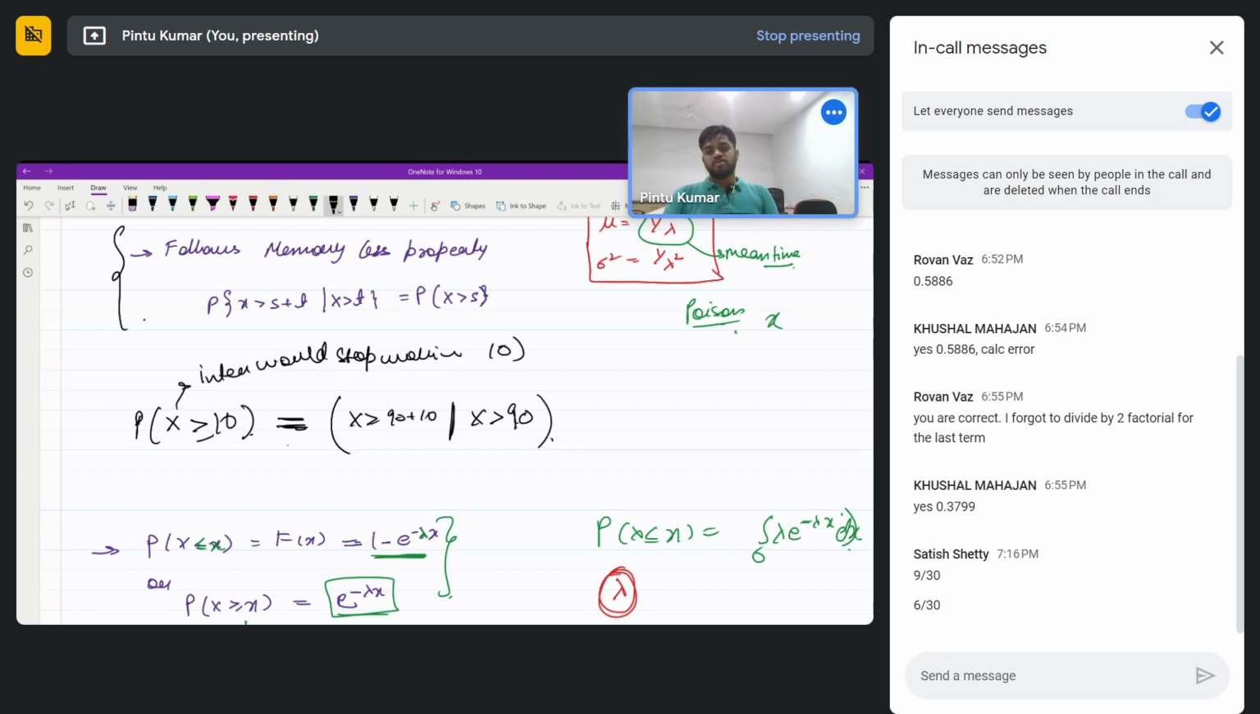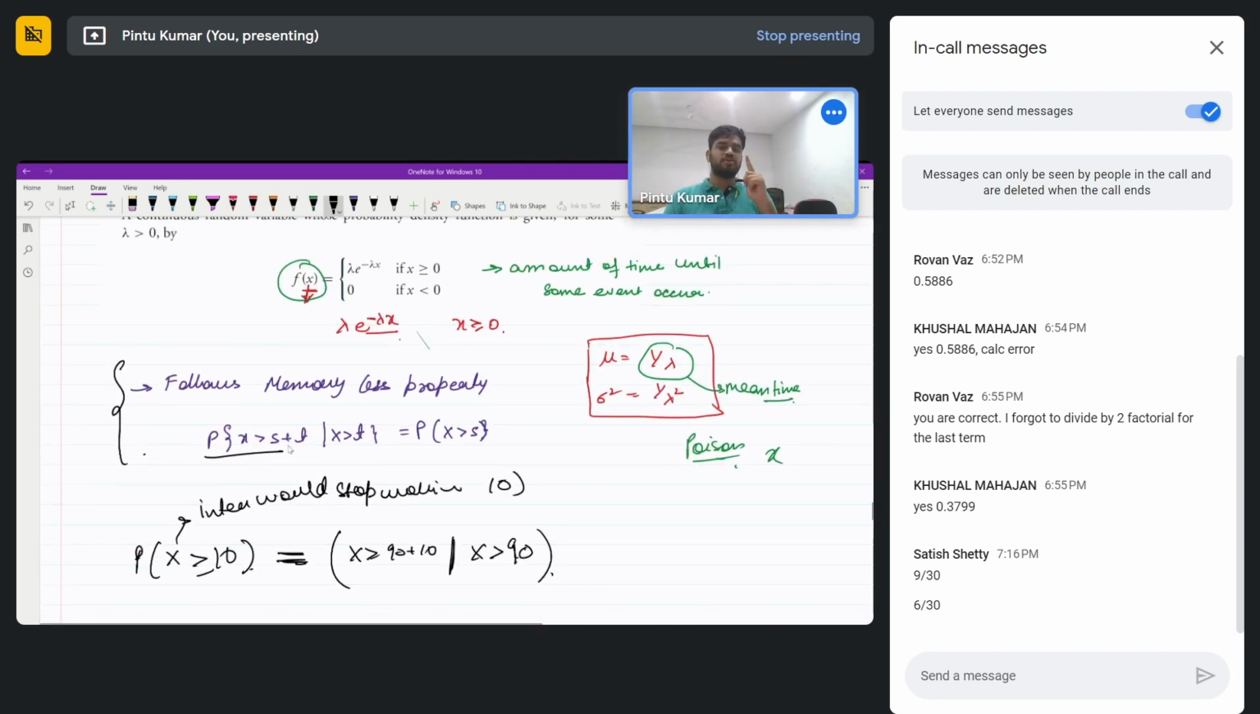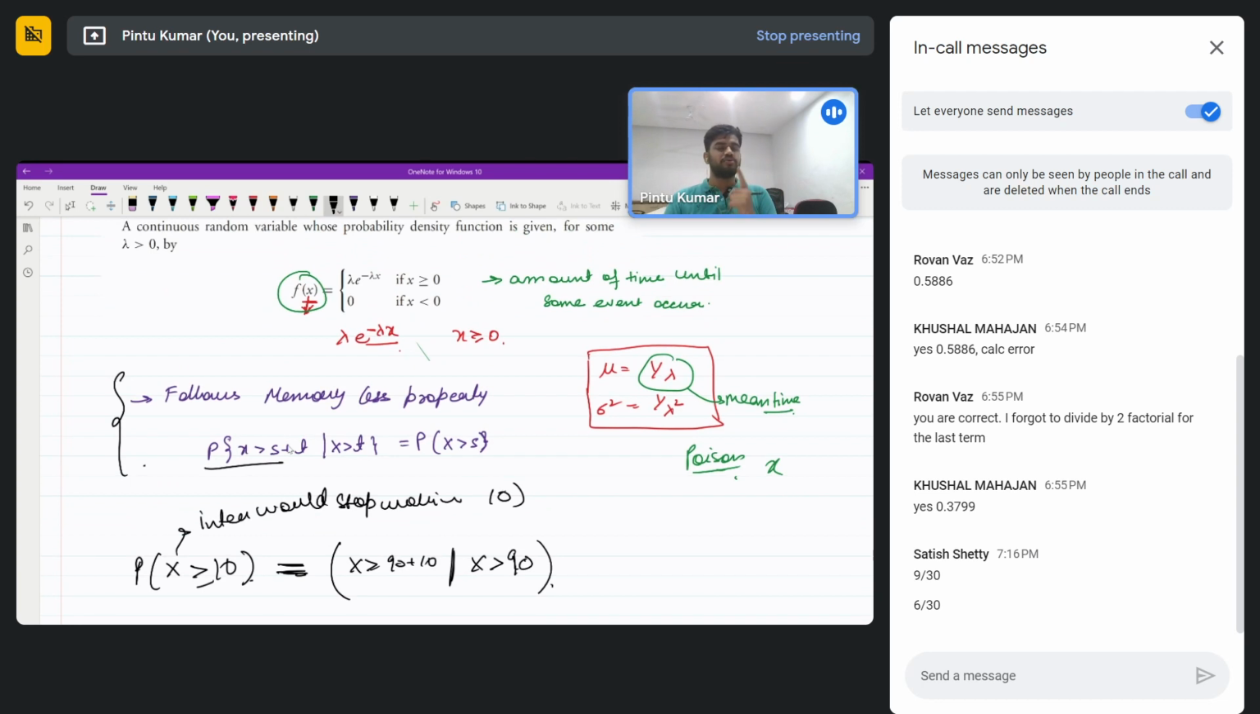Okay. So this is what is known as the memoryless property, and the exponential random variable is the only continuous random variable satisfying this property. Okay. So this is how it is written: the probability that X is greater than S plus T, given that X is already greater than T, is the same as the probability that X is greater than S.